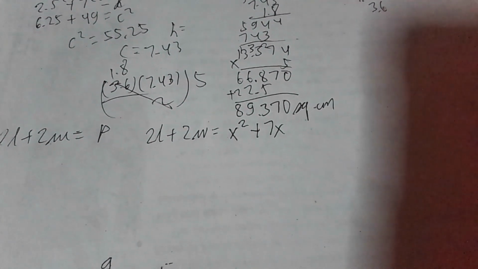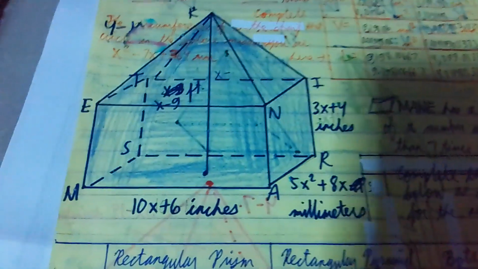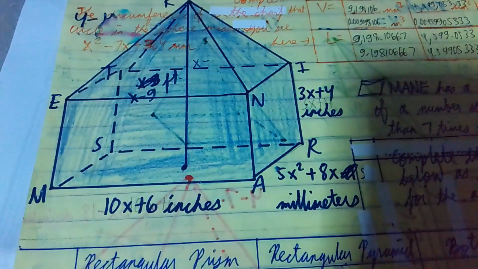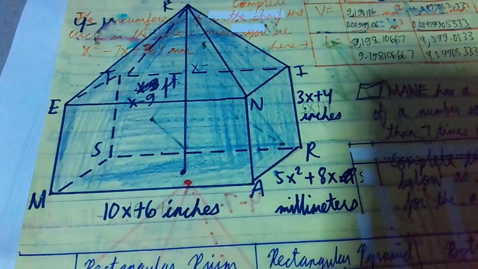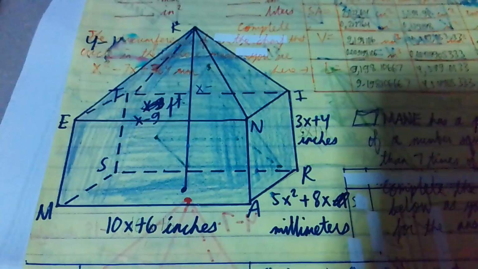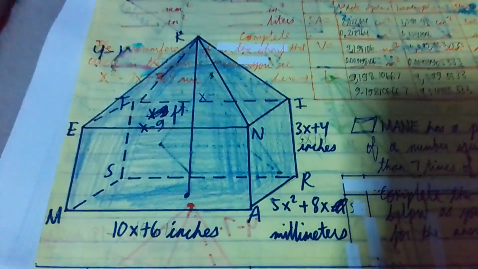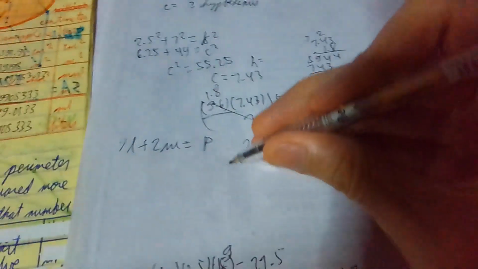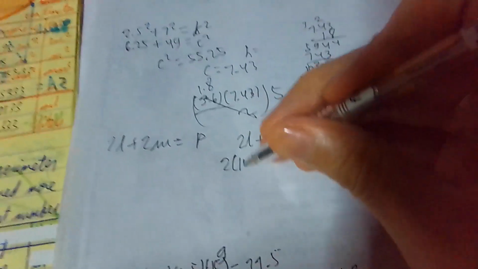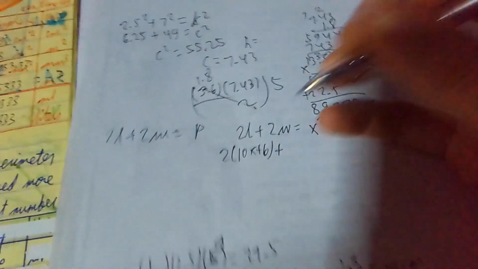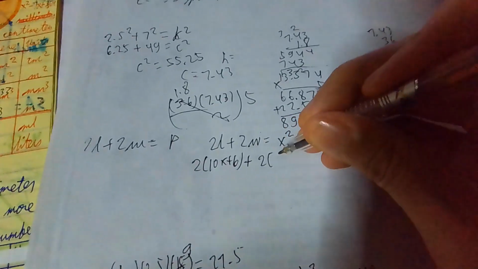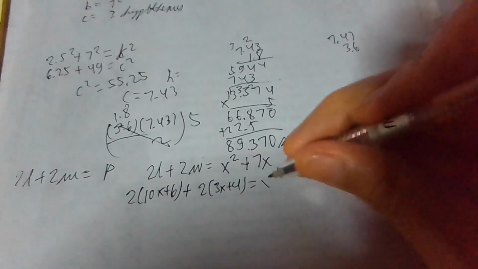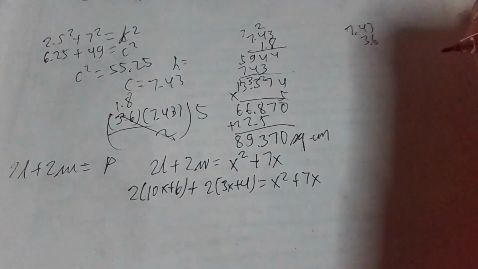Then what is the width? It says here that the length is 10x plus 6 inches. And then the width is 3x plus 4 inches. So therefore, our formula will go like this: 2 times 10x plus 6, plus 2 times 3x plus 4, is equivalent to x squared plus 7x.